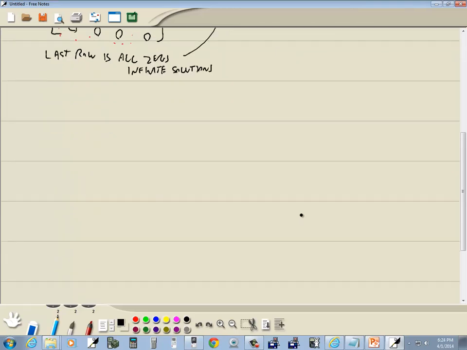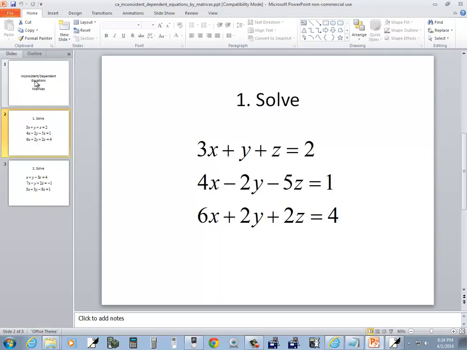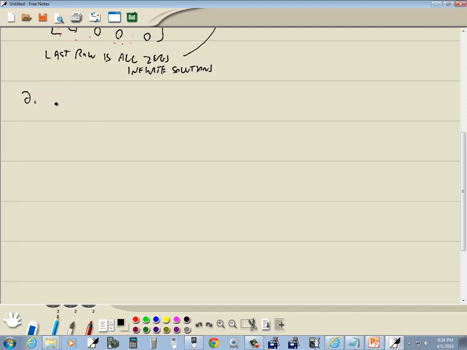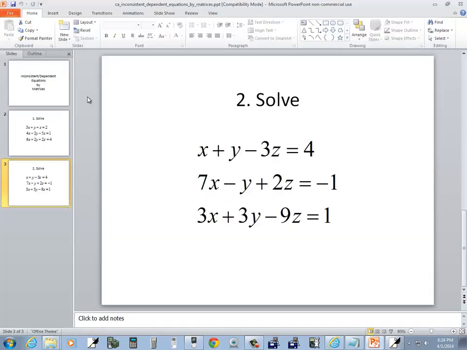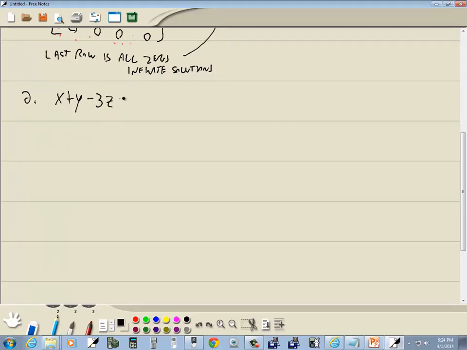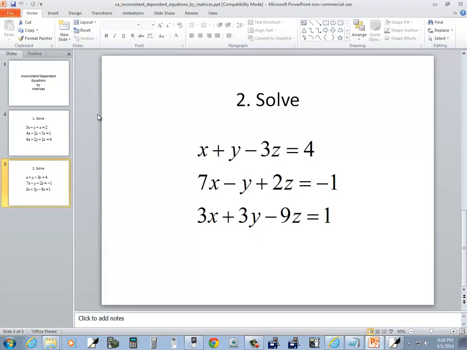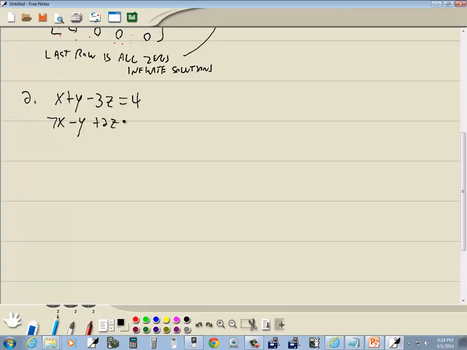Let's take a look at our second oddball case. We'll see how the HP Prime handles it. This is the no solution case. Okay, we got x plus y minus 3z equals 4. This case is a lot easier, no matter what technology you're using. 7x minus y plus 2z is equal to negative 1. And 3x plus 3y minus 9z is equal to 1.